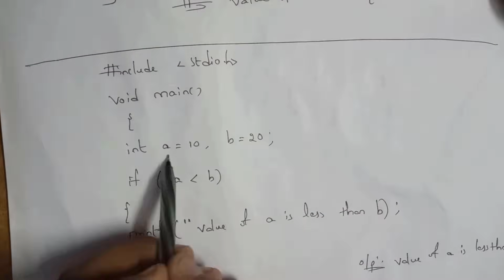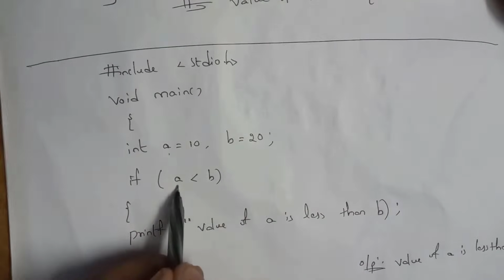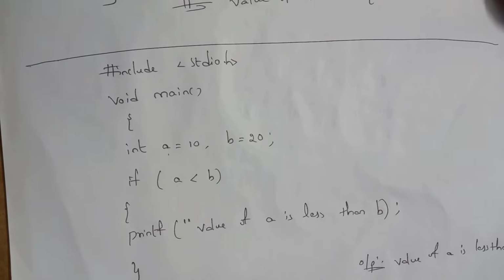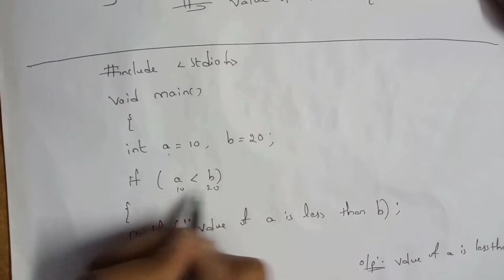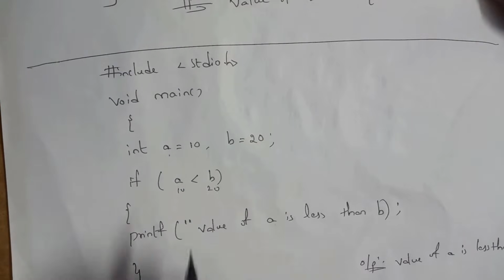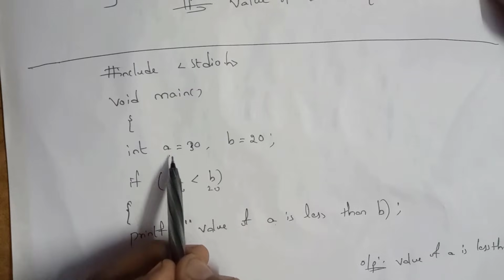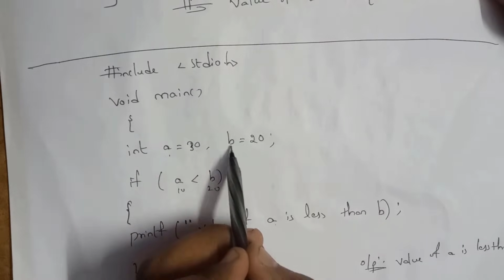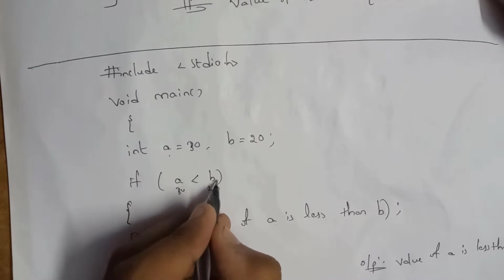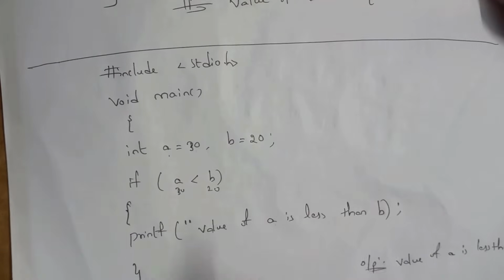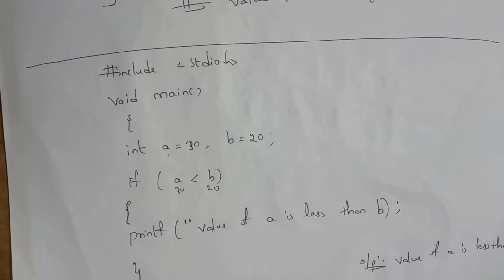Similarly, next I will explain C program for less than operator. Here I written a equal to 10, b equal to 20. If a value is less than b, then I should get output as value of a is less than b. Here value of a is 10 and value of b is 20. This 10 is less than 20, so I will get output as value of a is less than b. For example, if I give value of a as 30 and value of b as 20, this 30 is not less than b, this 30 is greater than b. So here I will not get any output. If condition is not satisfied, then I will not get any output. This is C program for various type of relational operators.